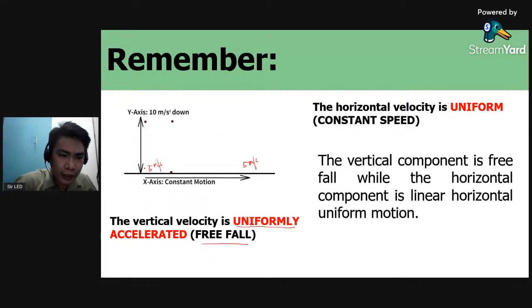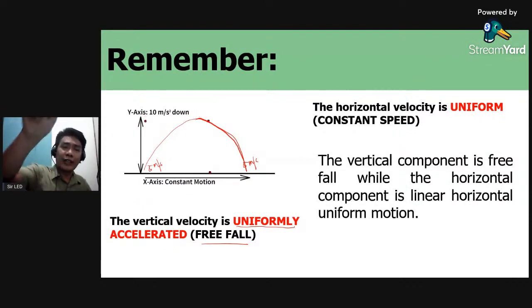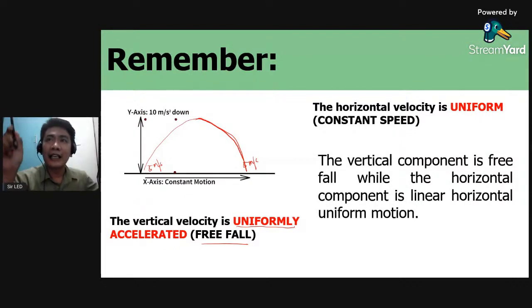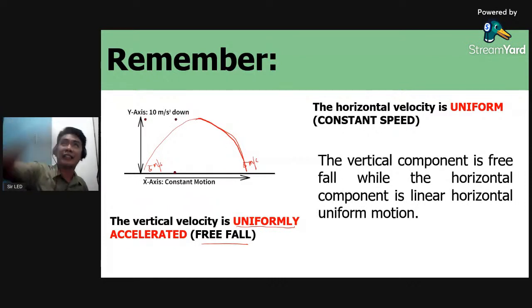While it's going upward, let's try to follow the trajectory. While the object is going upward, its velocity decreases. Its vertical velocity decreases. Take note of the term that I use. The vertical velocity is decreasing as it goes upward. Now, when it reaches the maximum height, it will go downward with a negatively increasing velocity. Negatively increasing vertical velocity.